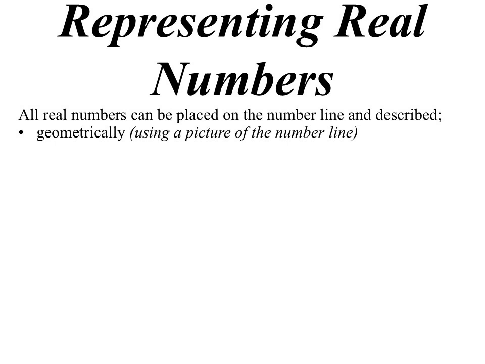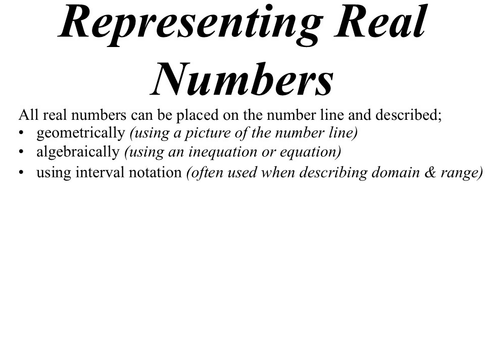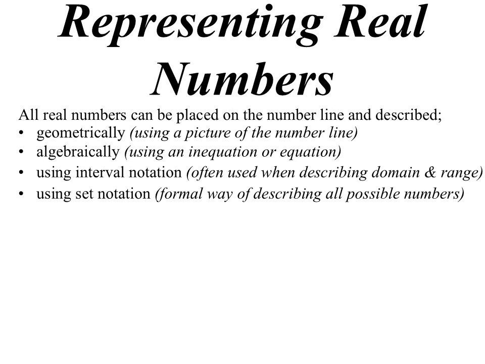Representing our real numbers. As I mentioned when we looked at our family of real numbers, they can be placed on the number line. And there are different ways we can describe them. We could talk about real numbers geometrically, so we use a picture, that's the number line. Algebraically might be via an equation or an inequation. Interval notation is a way of representing real numbers. We often use that when we're talking about domain and range of functions. Set notation is yet another way, and that's a more formal way of describing numbers.